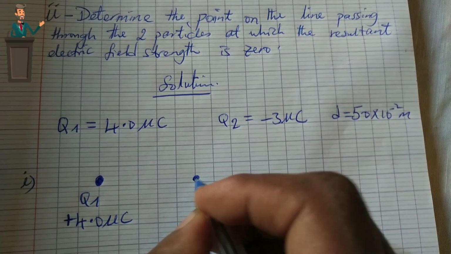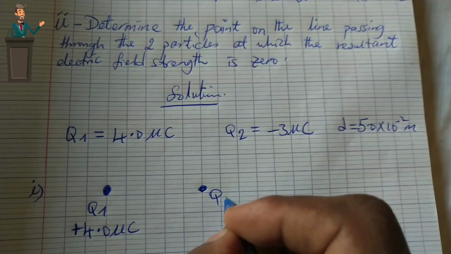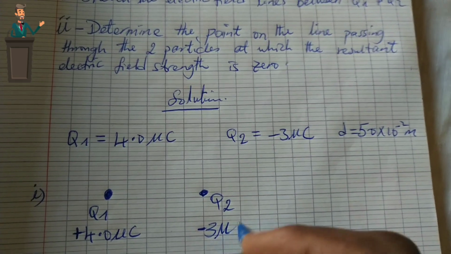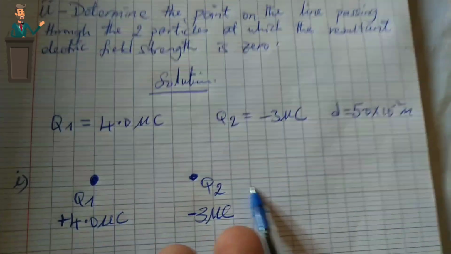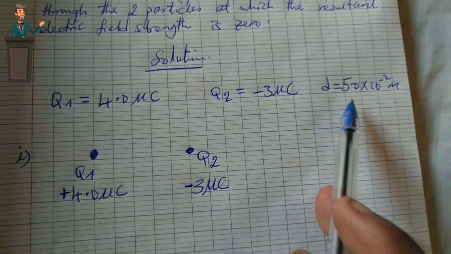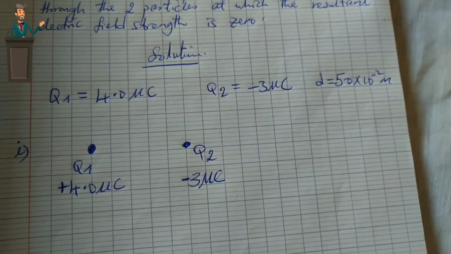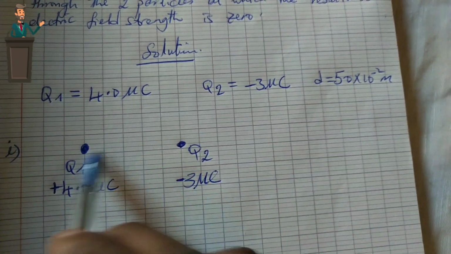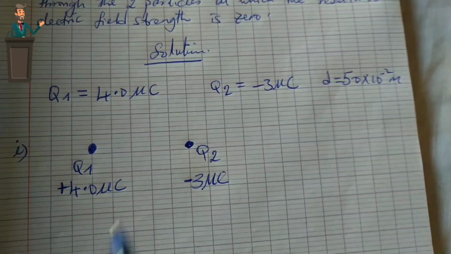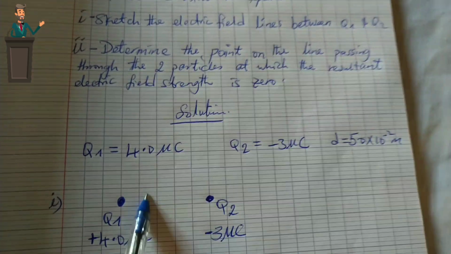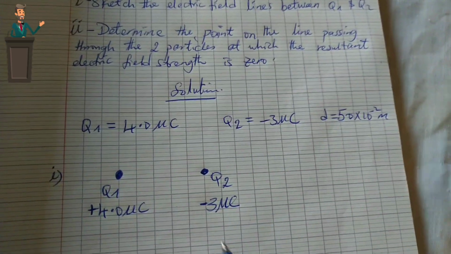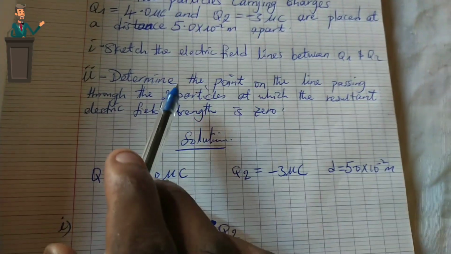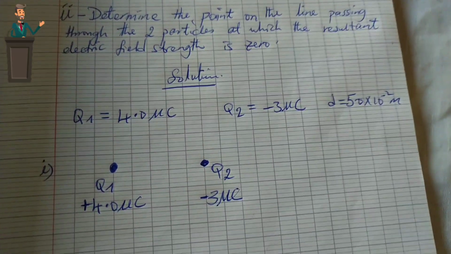Let me put here Q2, which is negative 3 microcoulombs. So these are the two charges, and they are placed at a distance of 5.0 times 10 to the negative 2 meters apart. Now I can indicate a distance, but since I want to sketch the field lines, it's not actually necessary to be putting the distance there. In the second part of the problem, perhaps for sure we are going to be indicating the distance.